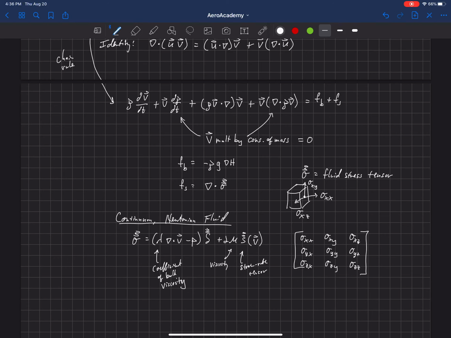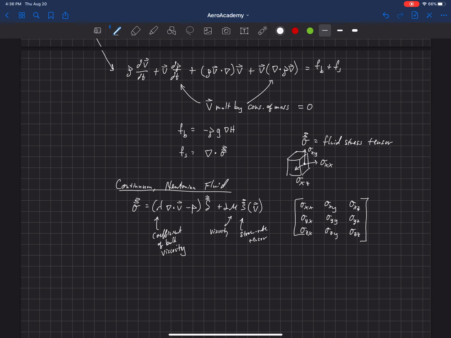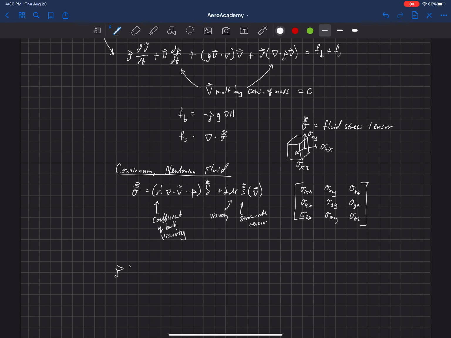Okay, so let's plug all of our new information into this set of equations. So we're left with rho dv dt. I'm coming back up to our main equation and plugging in everything that we know. Now that next term drops out because of conservation of mass. So this term here is going to drop out, and this term here is going to drop out. So we're left with this term here. So we've got plus rho v dot del v is equal to our body forces, and I'm going to plug in what we have up there for body forces, minus rho g del h, and then plus our surface forces, plus del dot sigma.